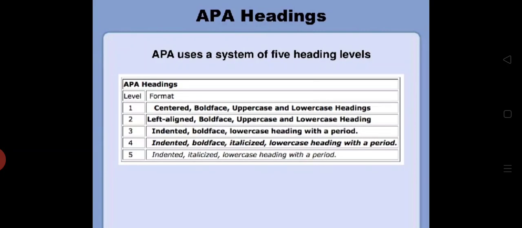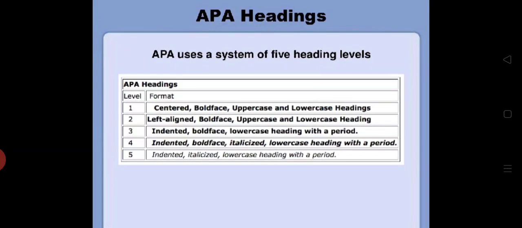APA uses a system of 5 heading levels. Level 1 is the main heading, which is centered. Boldface, uppercase and lowercase headings are used in the first level. Level 2 is left aligned, on the left side. Boldface, uppercase and lowercase headings.